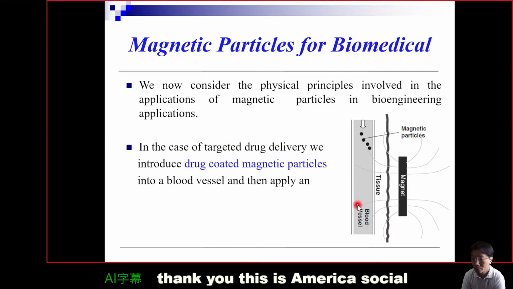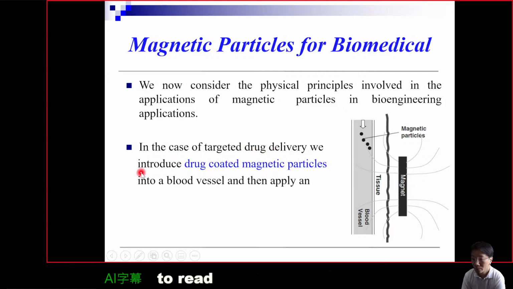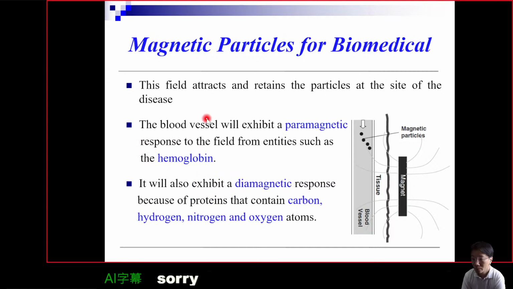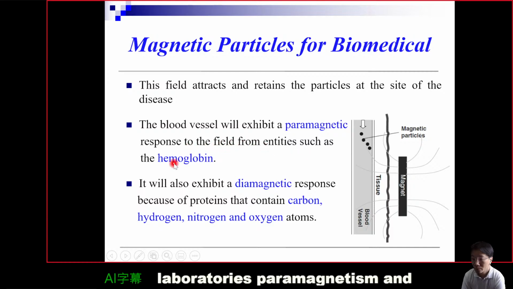So this case is about how to target the drug delivery. We introduce the drug-carrying magnetic particle into the blood vessel and apply an external magnetic field. Typically the blood vessel is paramagnetic, and it also responds through entities such as hemoglobin. And it will also have some diamagnetic response.